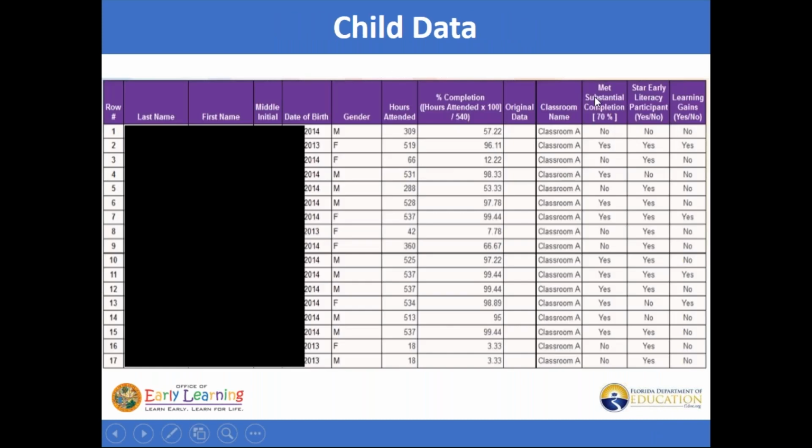Okay, so I think we have one more piece. Like we did before, when you're looking at your report, this is just the data you can drill down, and being very redundant, you can look over for each row of each child and see what the data revealed for each child, whether they met substantial completion, whether or not they're a STAR early literacy participant, and whether or not that child made learning gains. So we're going to pause here and go to the questions.